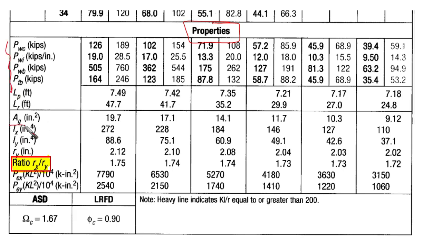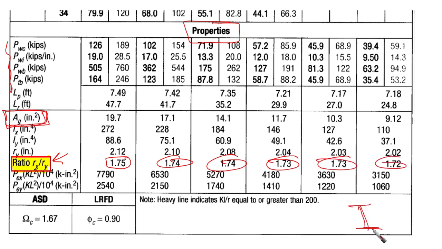The two most important things that maybe you are going to use from time to time are the area, gross, and this ratio, which is Rx over Ry. You're going to find, as I said, it is always larger than 1 because we are talking about this element, which is having Ix, or the radius of gyration around x, always larger than the radius of gyration around y.